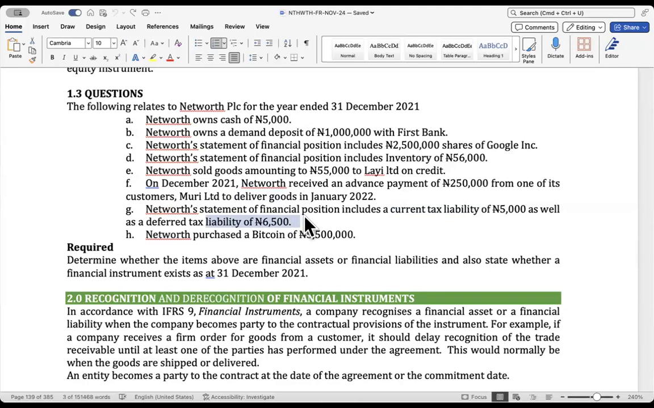Okay, so who is doing the last one? I'll do the last one, sir. Okay, please go ahead. Network purchased the Bitcoin of 5,500,000. Yeah, this is more or less an intangible asset. That's correct. How did you know that? Yeah, I've thought of it, sir.